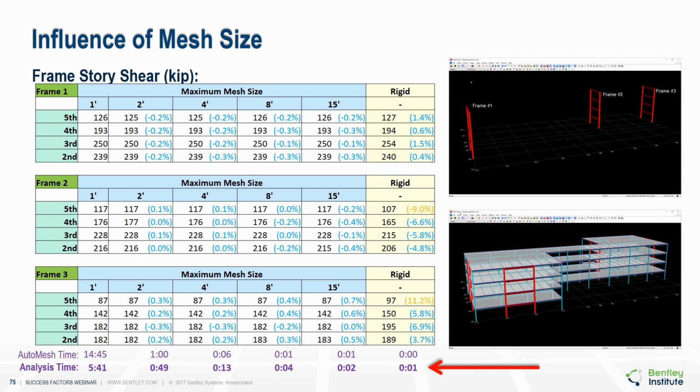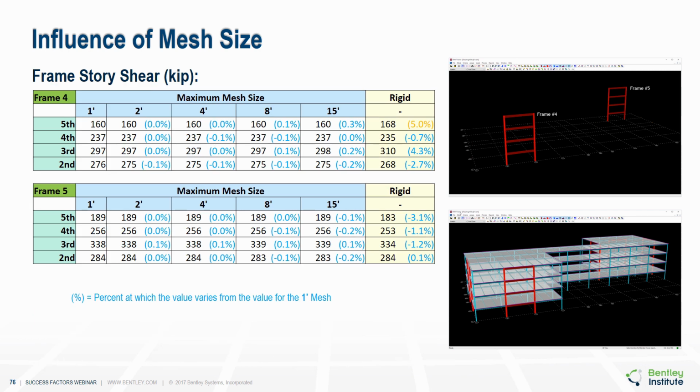And so there's a significant difference here, and to be practical, we need to consider the time that we're spending in the analysis versus how much accuracy we're getting out of the analysis. And as you can see, from a time standpoint, there's little benefit in going to the 1-foot mesh in terms of the frame story shears. I also did the same thing for the frames in the X direction for frames number 4 and 5, but we see the same results. The impact of the mesh size on the analysis results are very, very small.